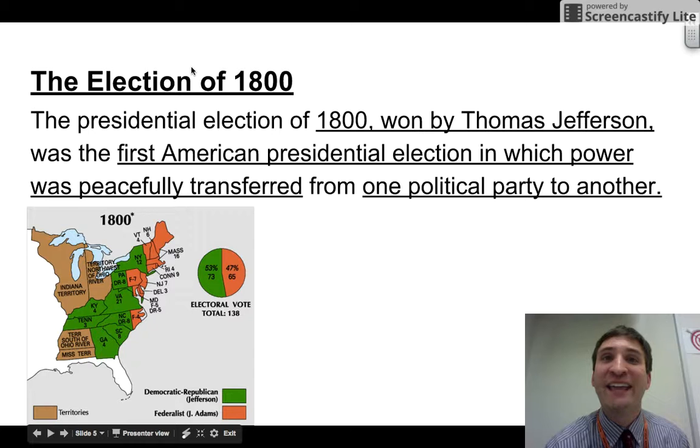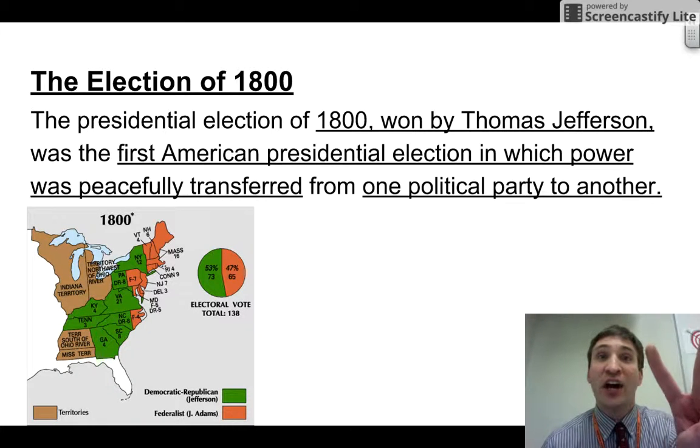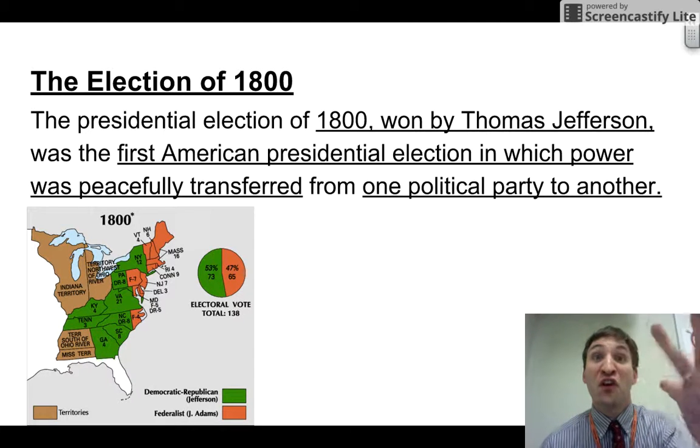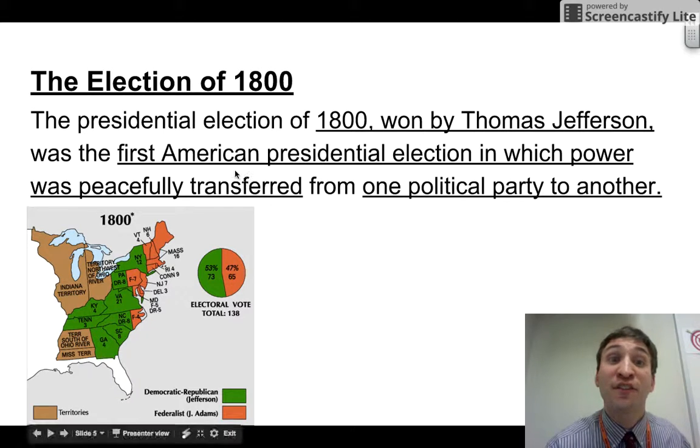The election of 1800. The presidential election of 1800, won by Thomas Jefferson, was the first American presidential election in which power was peacefully transferred from one political party to another. First president, George Washington, he was a Federalist. Second president, John Adams, he was also from the Federalist Party. But Thomas Jefferson, the third president, was from a different political party. He defeated John Adams in the election of 1800.